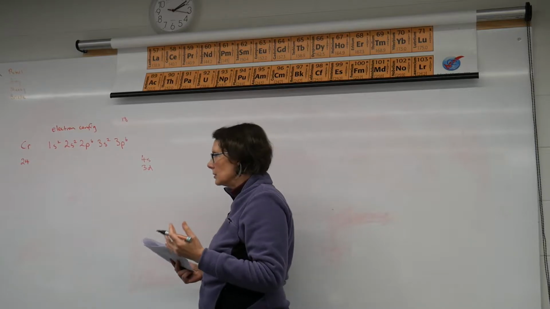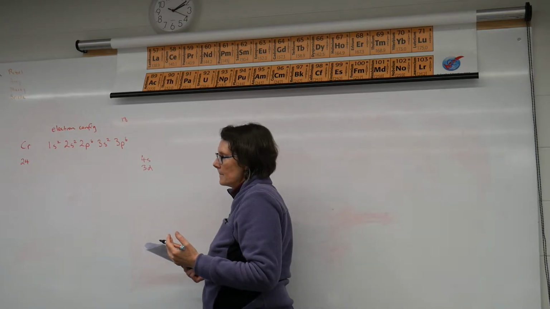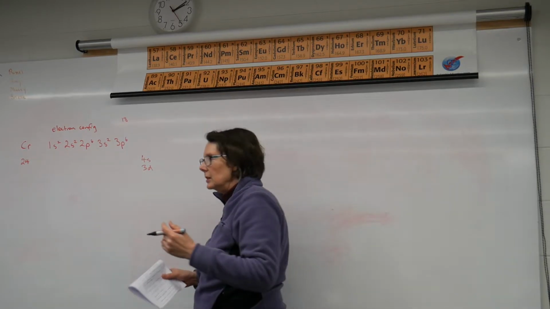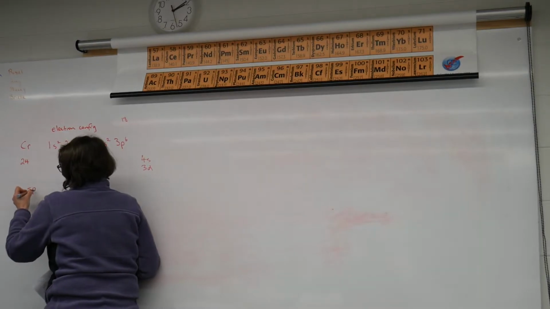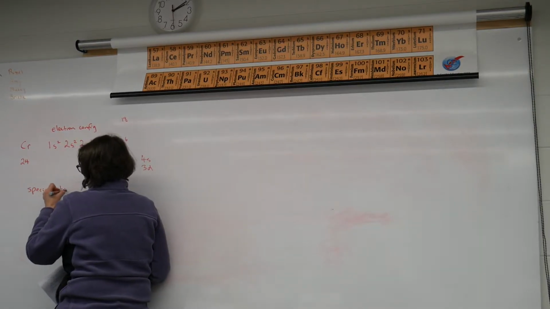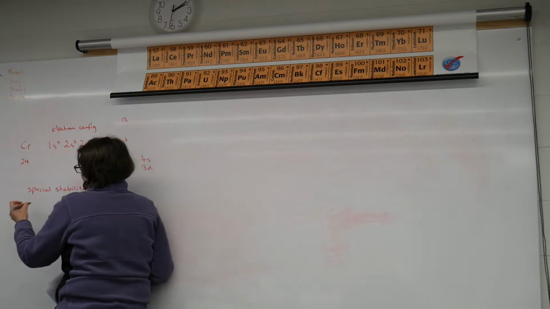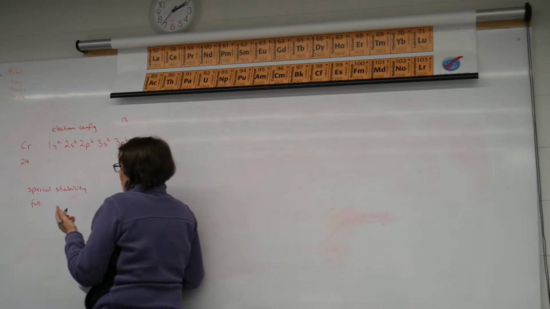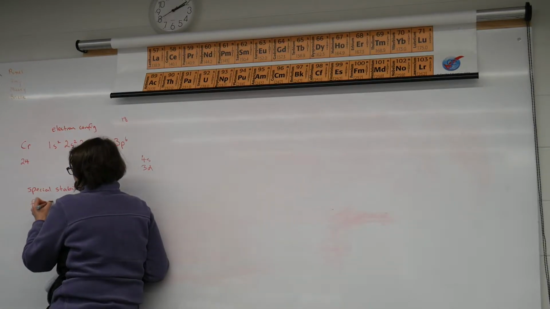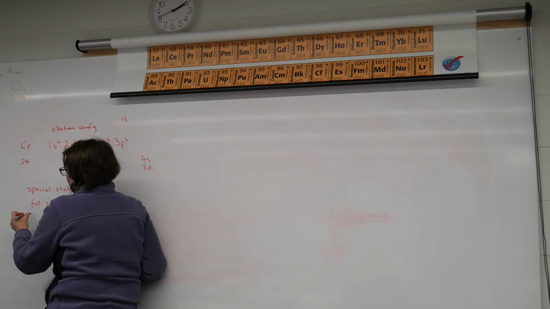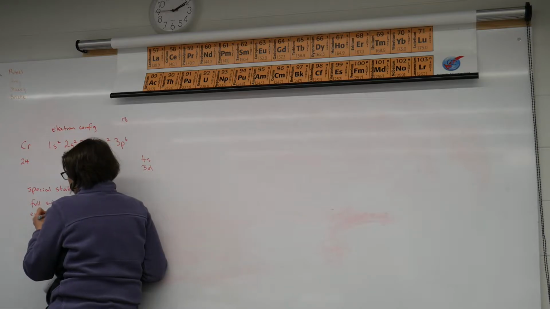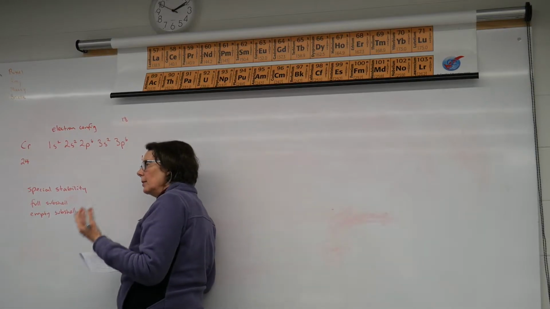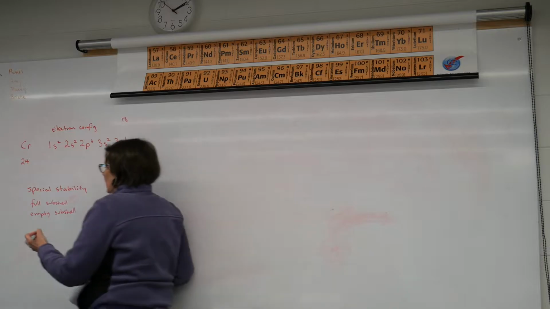Now, another thing to know about our electron configurations is that there are special stabilities. Full. So if we have a full subshell, if we have empty subshell, they are stable, but the one that you may not realize is half filled.